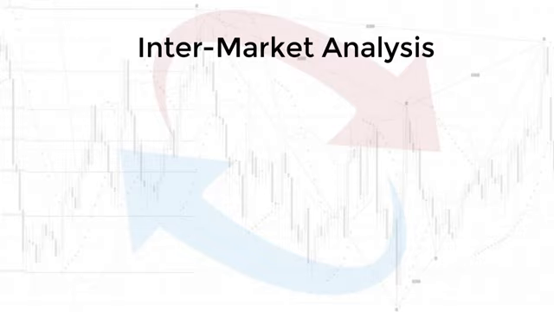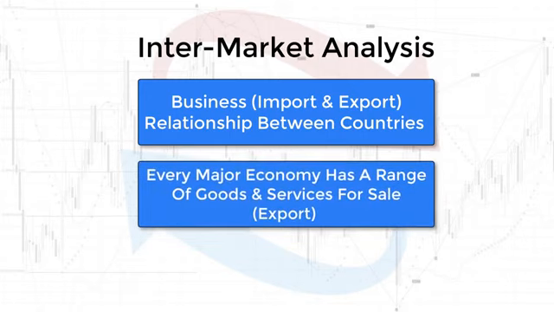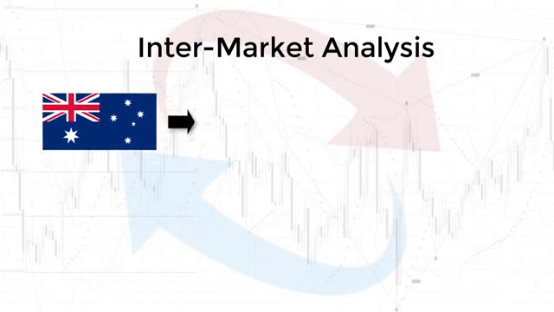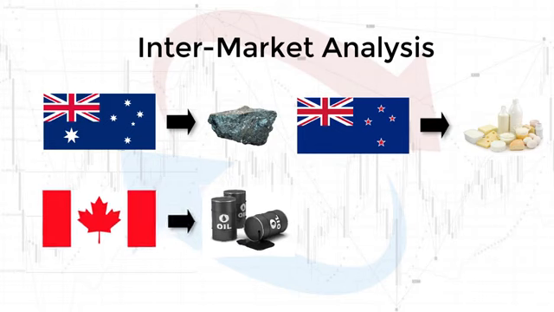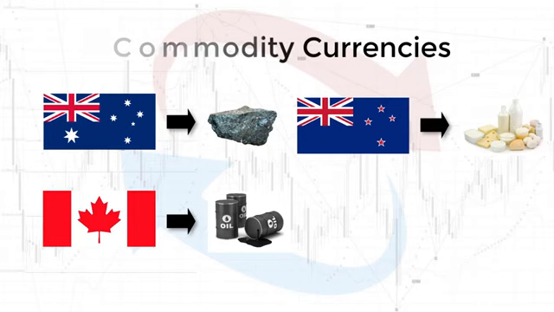Intermarket analysis is the study of business relationships and correlations between countries and markets. Countries will have a range of services and/or commodities that they export to other countries. Australia's biggest export is iron ore and copper, New Zealand is dairy, Canada is oil, and Japan's main exports are electronic goods. Countries whose main export is a commodity are known as commodity currencies. The Australian dollar, the New Zealand dollar, and the Canadian dollar are all considered commodity currencies.